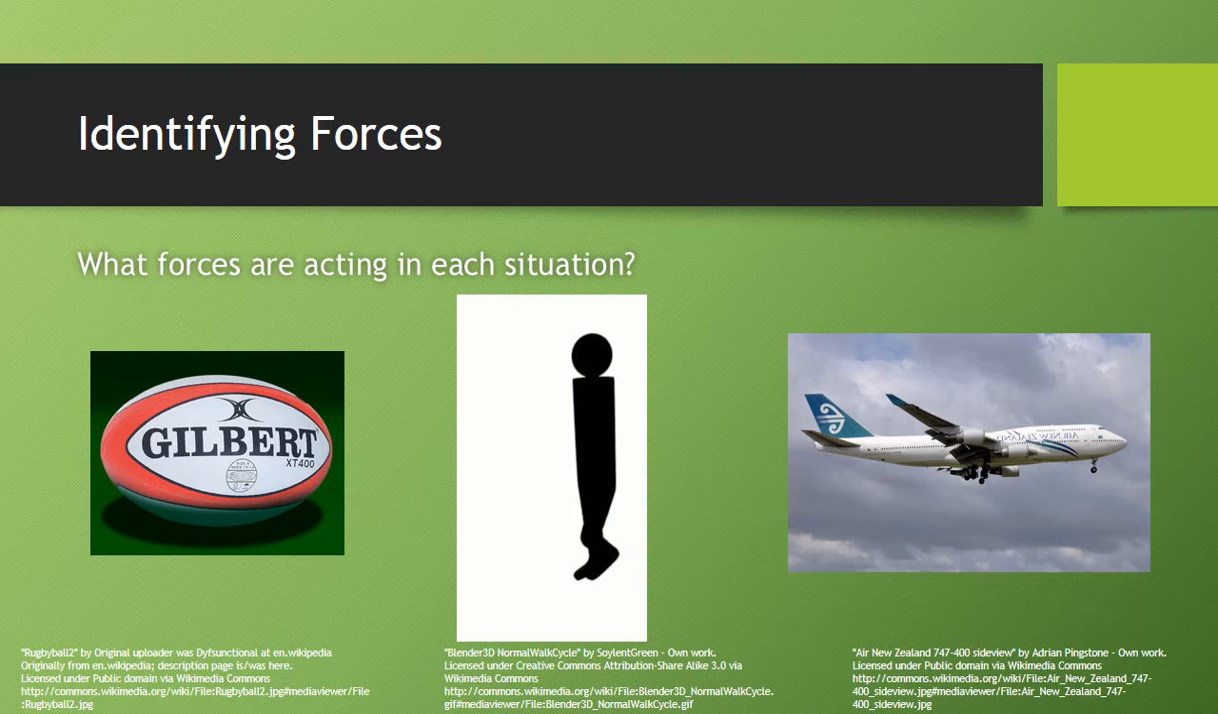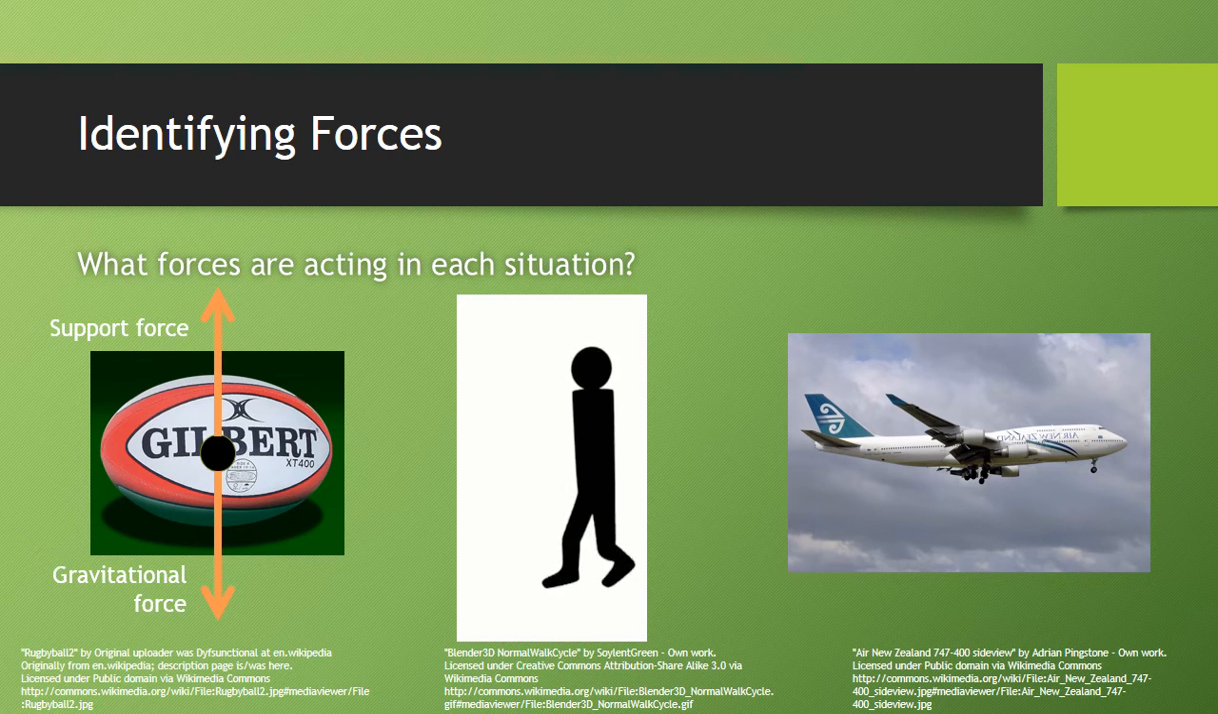Whenever we come to draw forces, always begin by putting a dot in the middle. That signifies the centre of mass of the object, and draw your forces out from there. In this case, we have a gravitational force or weight force acting down, and because the ball isn't falling, it must have an equal and opposite support force acting up.